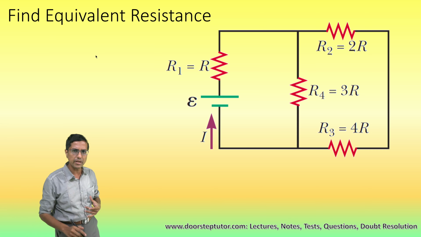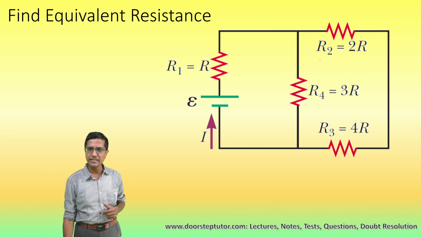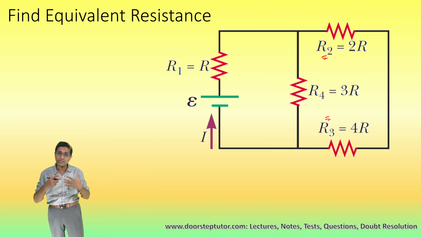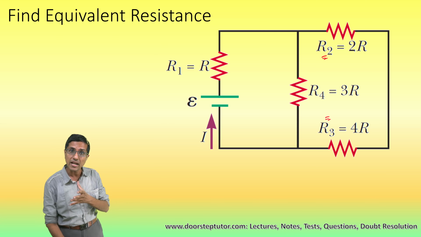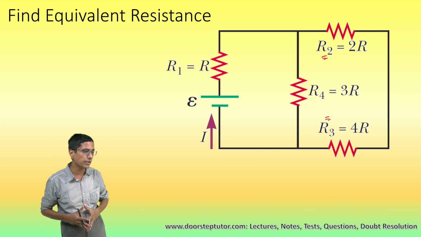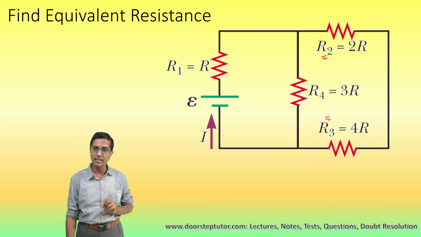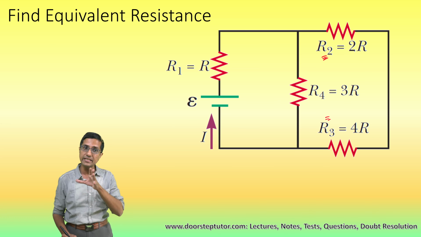Now many of you would be able to quickly identify whether resistances R2 and R3 are in series or in parallel. But some of the students might actually become confused. They would say that R2 and R3 are in parallel, whereas they are not. They would be completely wrong in saying that these R2 and R3 are in parallel. These two resistances are actually in series.